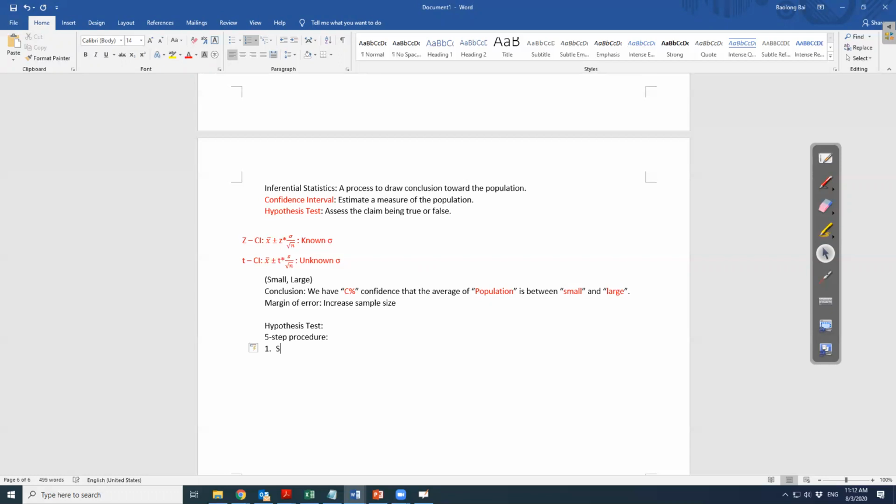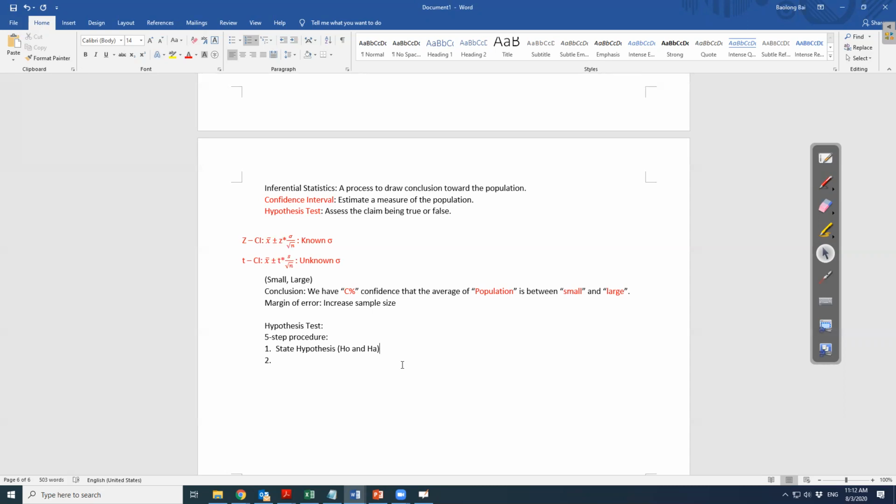So first step, state hypothesis. Hypothesis is the research goal. So basically, what is the claim you're trying to evaluate to be true or false? That claim is your hypothesis. When you state hypothesis, you need to state both null hypothesis and alternative hypothesis at the same time. Okay? The null hypothesis is a claim stating something being the same, alternative hypothesis stating something being different, right? So the null hypothesis always has an equal sign. There's no exception. And the alternative hypothesis, you could have different kinds of signs.